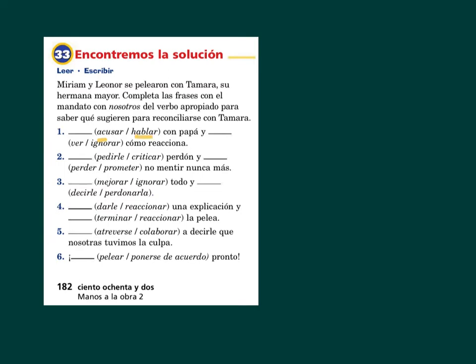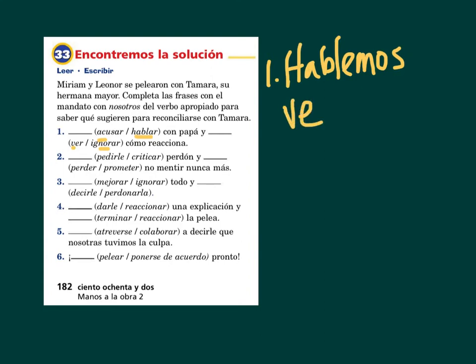Okay, so we're going to put hablar in a nosotros command, which would be hablemos. Hablemos con papá. Y, second part, ver or ignorar. See or ignore how he reacts. Well, clearly, see is the better choice. So yo form of ver is veo. We drop the O, and then since it's an ER verb, we put amos. Veamos.